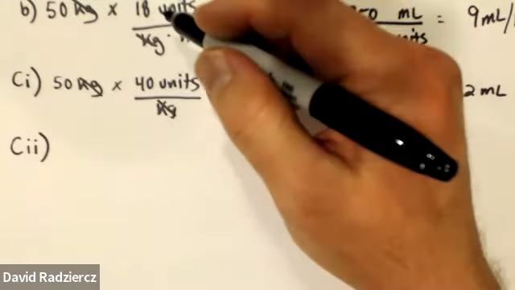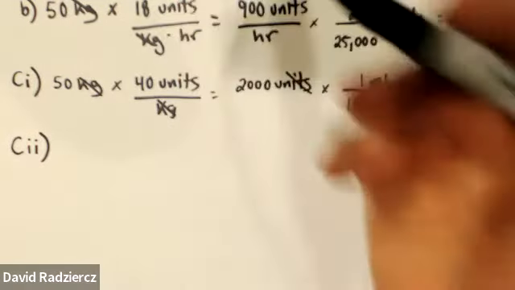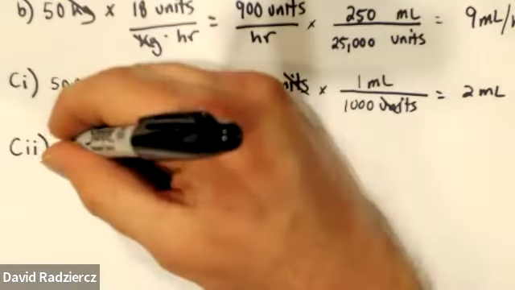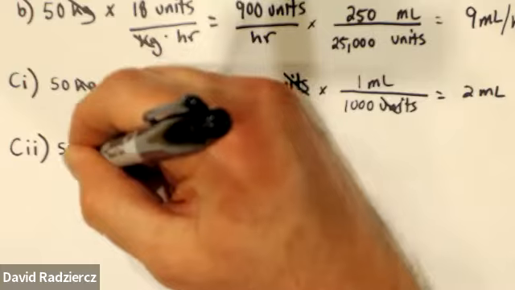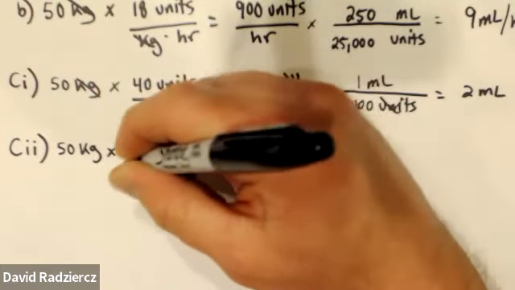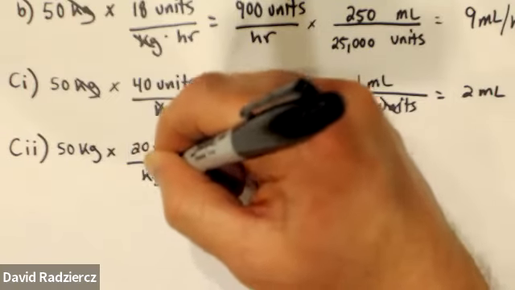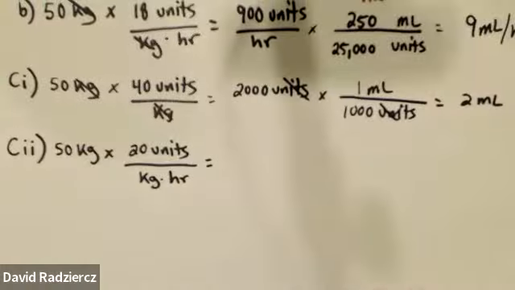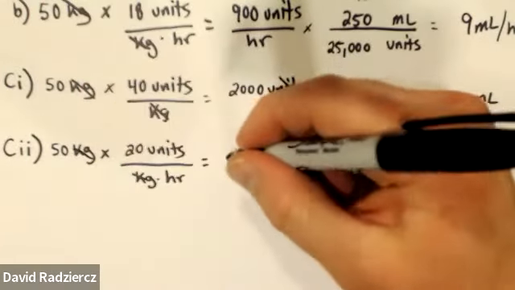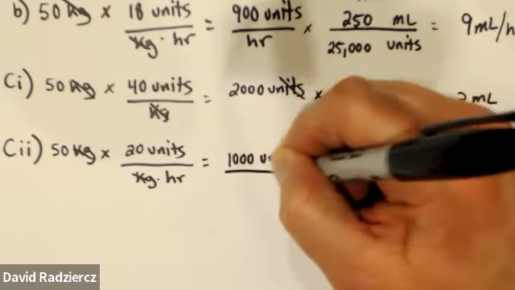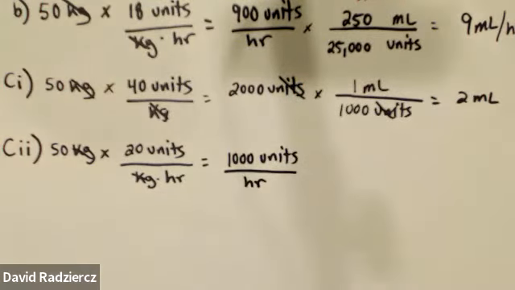So what was my original? 18, right? So 18 plus 2, and I think this is what Sharon was mentioning, is 20. So patient weight times the new infusion of 20 units. Okay. And I'm going to get 1,000 units per hour. Does this look familiar? Heparin is infusing at 1,000 units per hour.